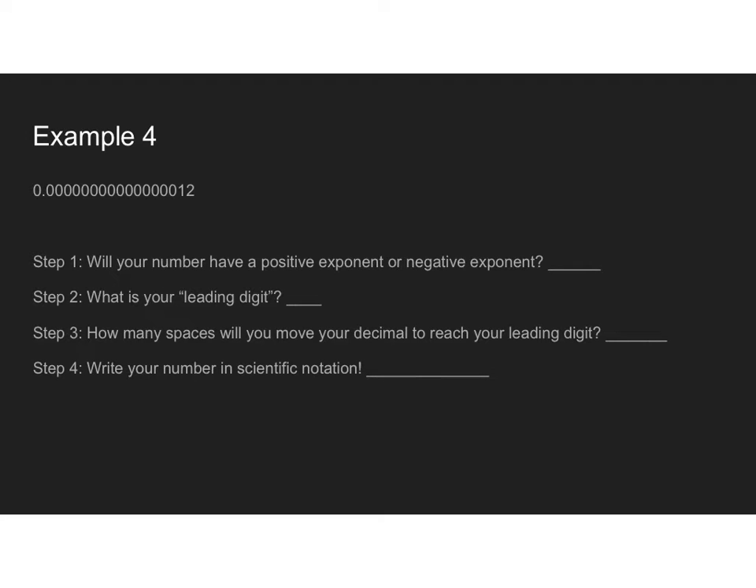All right, example 4. We have this very, very, very small number. There are so many zeros here, and then it's 12 at the very end, and this is a decimal. It's not a whole number. It's a very, very small number. So is this going to have a positive or a negative exponent? It's small, so it's going to have a negative exponent. What is my leading digit? Well, what's the first number that I'm going to be moving this decimal point to? It is this 1 right here. That is my leading digit. And how many spaces is it going to take me to get there?